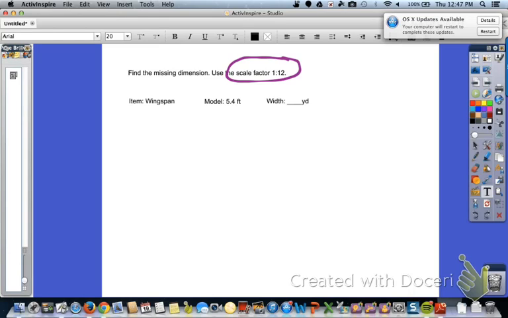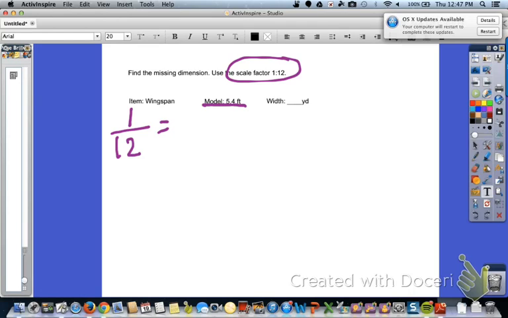And let's remember, the special thing about scale factors is that they do not have units listed because the units are the same. So, first we are going to write our scale factor as a fraction ratio. So 1 over 12. Remember, we do not write units because scale factors do not have units. Okay, now we're going to look at the information that we do have. Our problem tells us that the wingspan of the model is 5.4 feet.